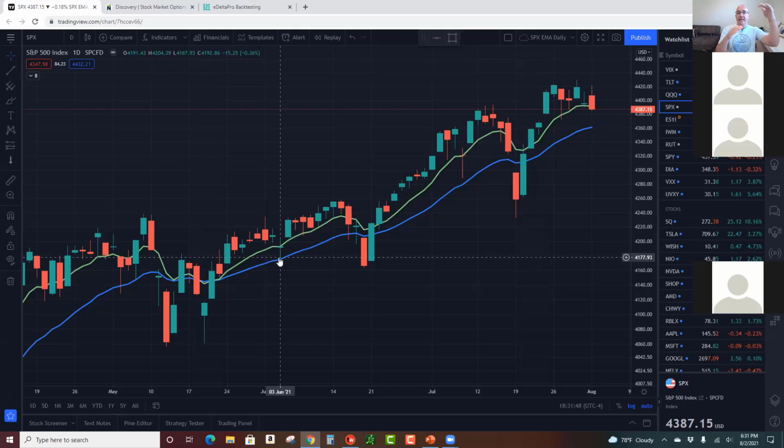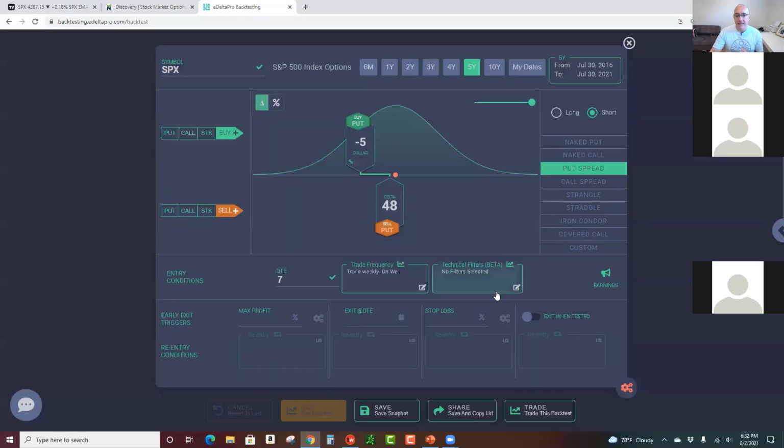If for some reason the 8 EMA trades below, like in the COVID crash, when the market went lower, then the 8 EMA would cross below, and on that Wednesday, you would not take the trade. So this can kind of keep you out of some of the larger downturns, and that's something that I think is pretty valuable. So we're going to go back to the software, and we're going to add this in.